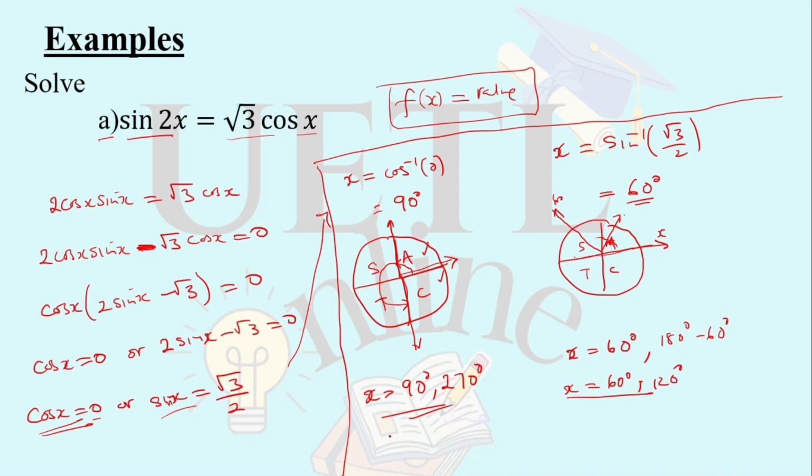So x equals: the first one is 60 degrees, the second one is 90 degrees, the third one is 120 degrees, and the fourth one is 270 degrees. These are our answers for x. You can note them down.